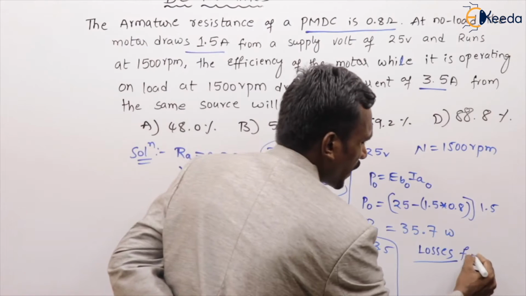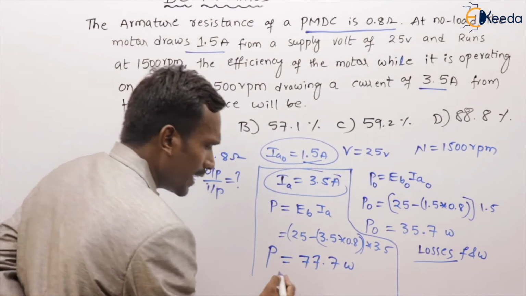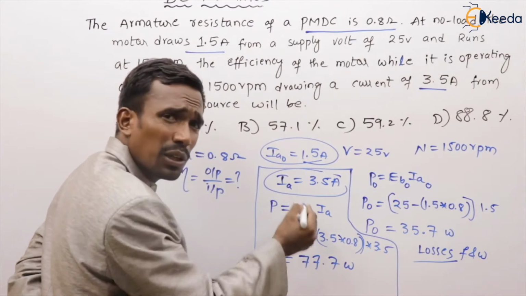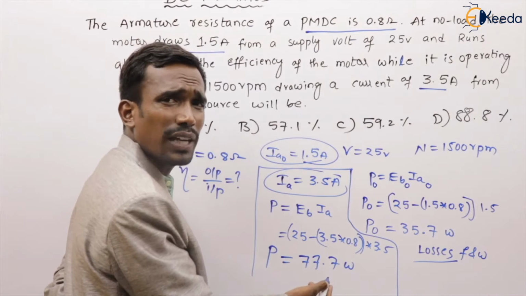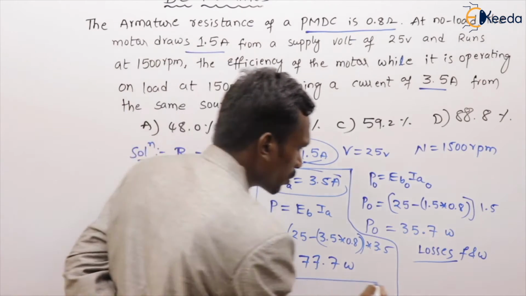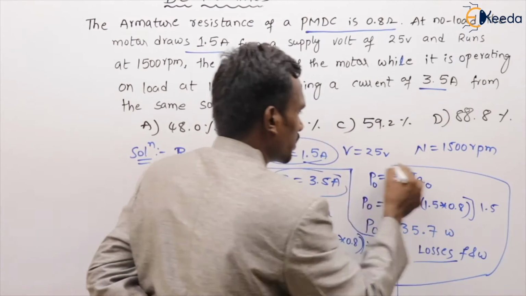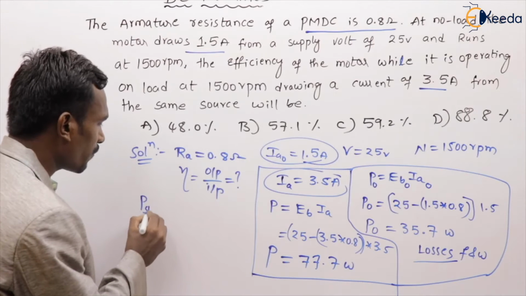Generally, these are friction and windage losses. And here, this is power at loaded condition. That's why this is the total output, and this is only losses. I want the power at shaft.